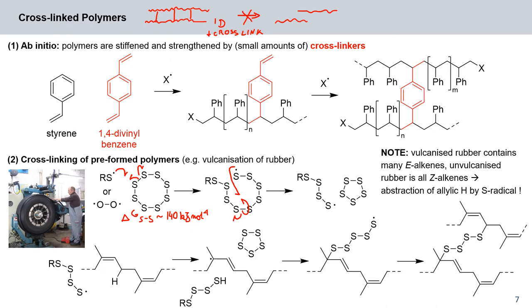Slightly shorter chain sulfide radical. There are many possibilities for how these sulfur rings can react with sulfur radicals. Now this sulfur radical, which we've generated here, can indeed abstract an allylic hydrogen from our unvulcanized rubber. Let's draw that in.